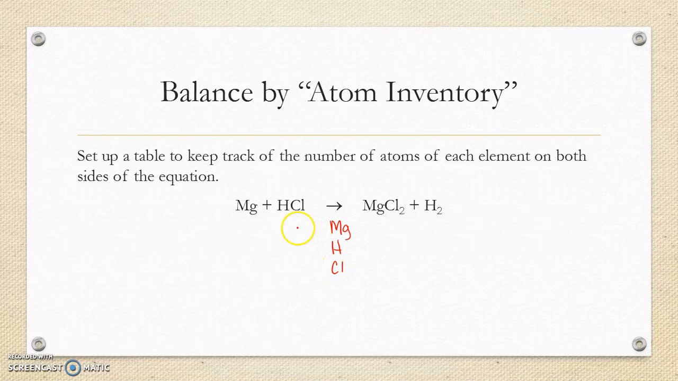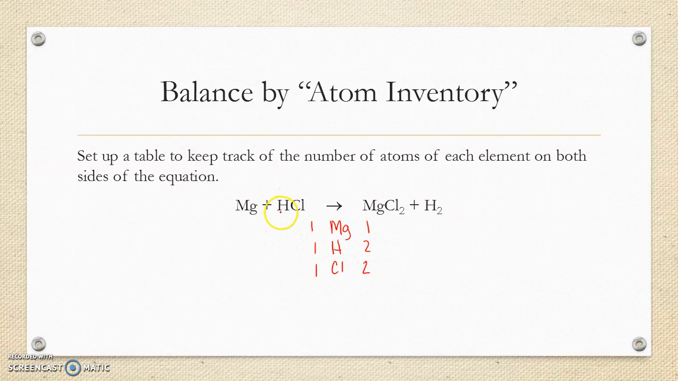Okay, and then I go through and I count. I have 1 Mg, 1 H, and 1 Cl. On this side, I have 1 Mg, 2 Cls, and 2 Hs. Okay, so now my Mgs are balanced. My H's are not. I need more on the left side.